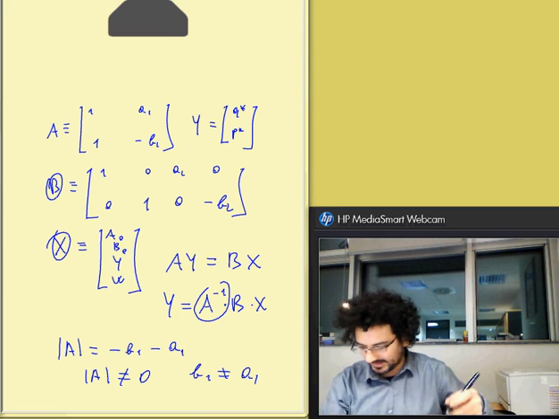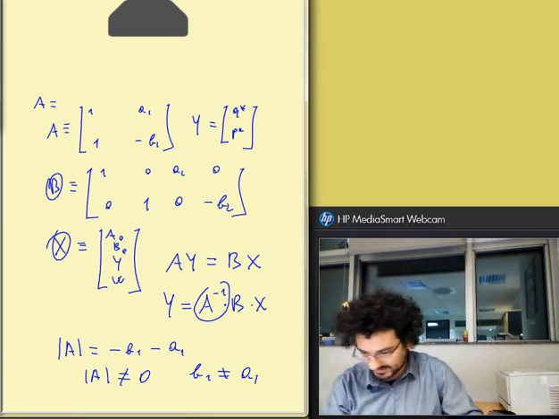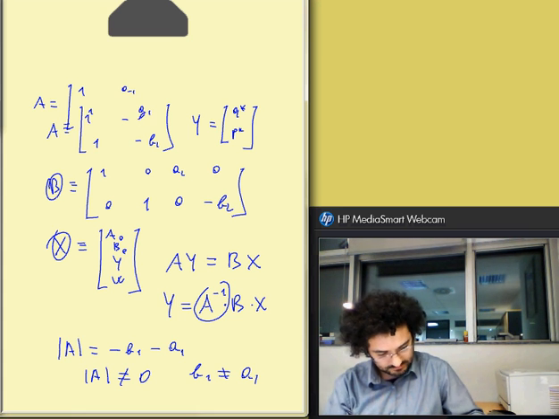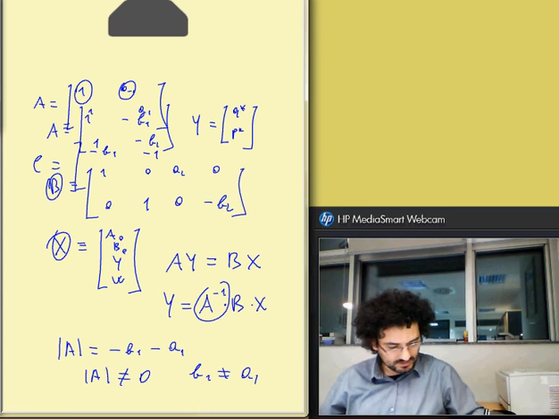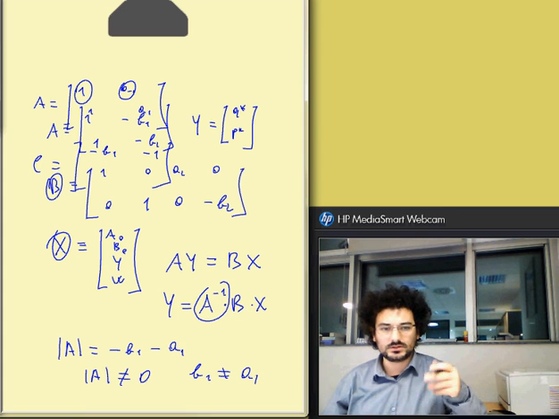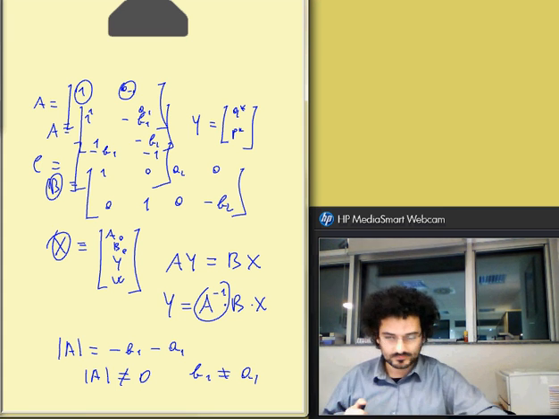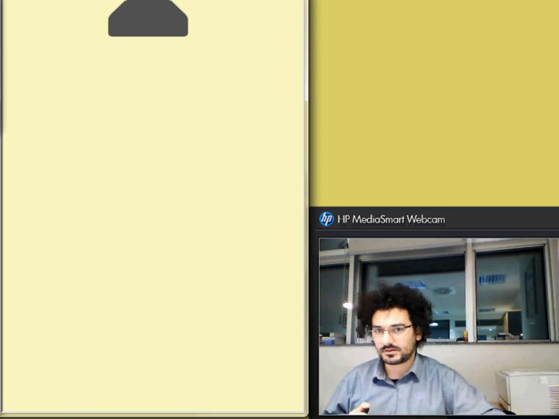We can write again matrix A. Matrix A is given by 1, A1, 1, minus B1. As a first step, we need to consider the matrix of cofactors. The cofactor of 1 is equal to minus B1. The cofactor of A1 is minus 1 because the position is 1, 3, 1, 2, so the sum is also odd.